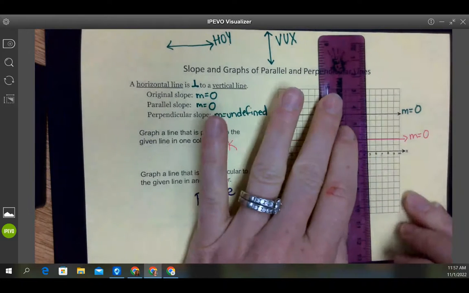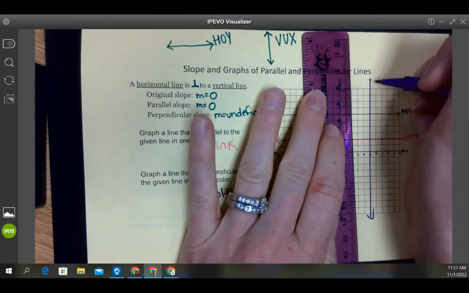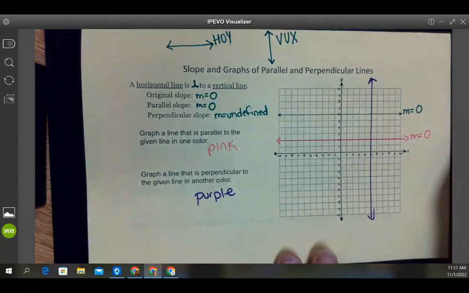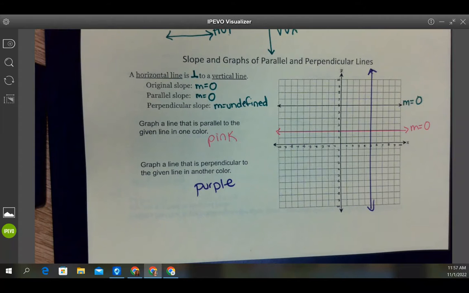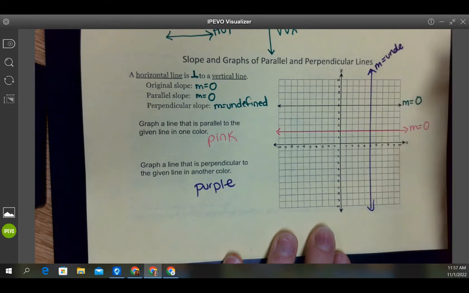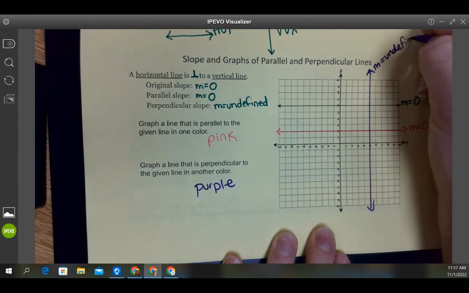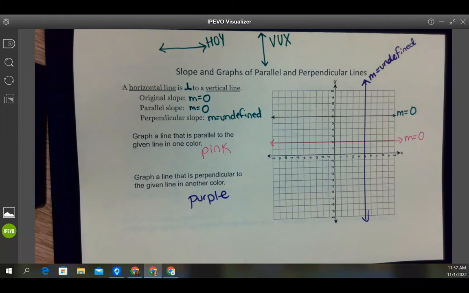I'm going to put mine on 5. It doesn't matter where you put it, just as long as you have a perpendicular line. That's all that matters. So this slope, just like your vertical line, will have an undefined slope. So vertical and horizontal are perpendicular to each other.